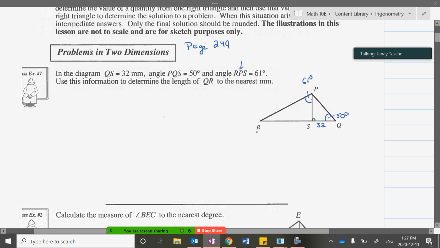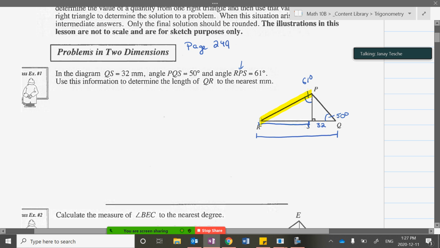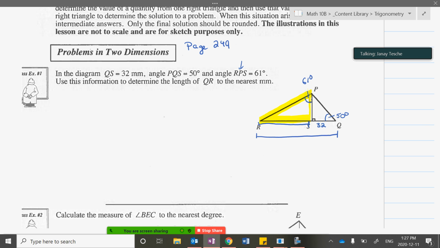At the end of the day, we want to find out what QR is. So we need this whole distance. In order to figure out the whole distance, I need this partial distance. The catch on this one, though, is that on this triangle where that partial distance is, we only have one piece of information. You always need 2 out of the 3. So we need to figure out a second piece of information.